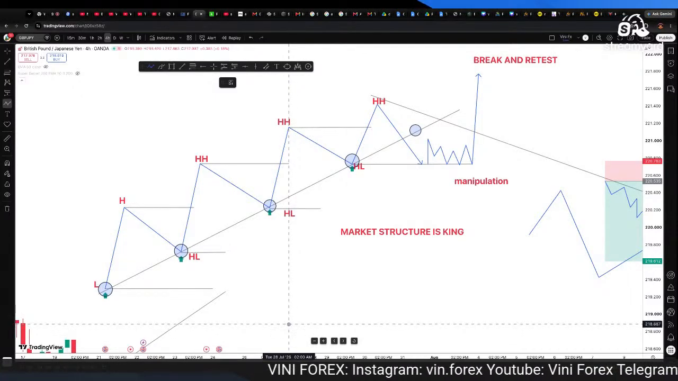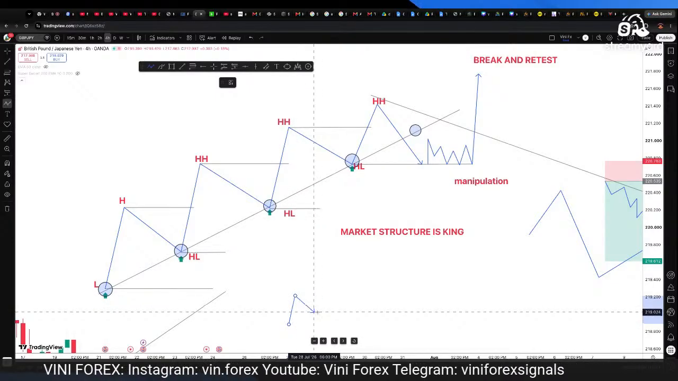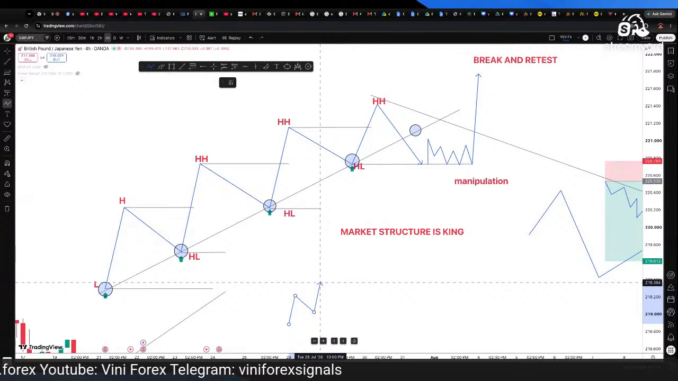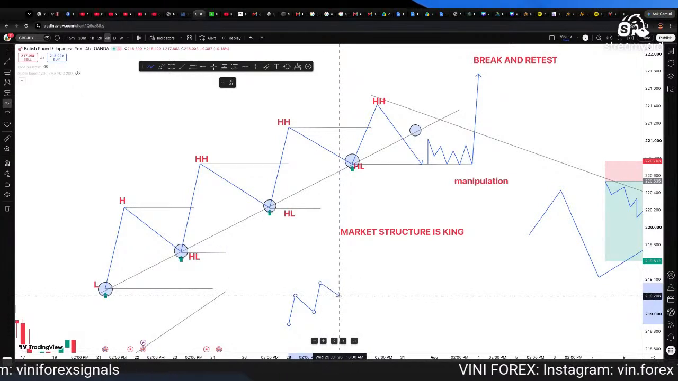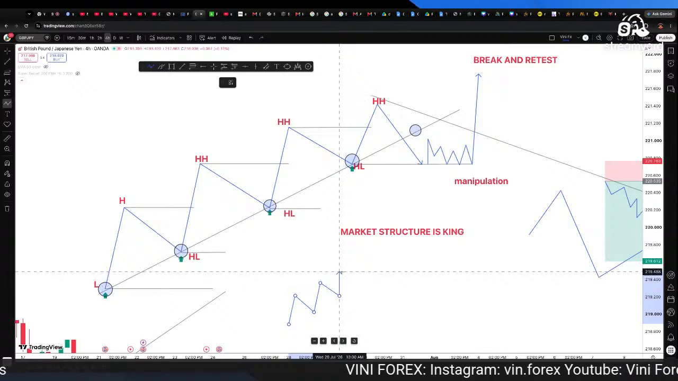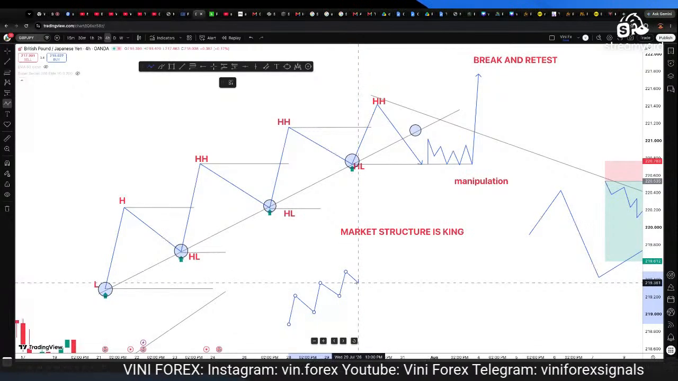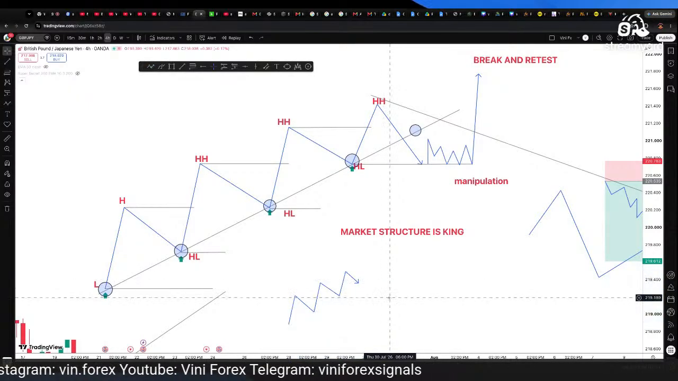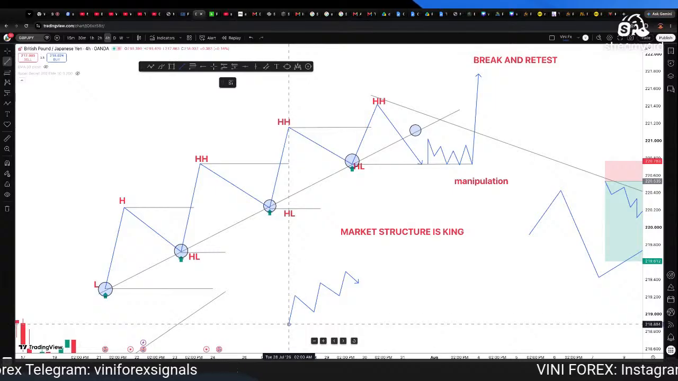This is a low, this is a high. And this is what? A higher low. And this is what? Higher high. And this is what? Higher low. Higher high. And this is what? Higher low. Very good. Now I can decide to place my trend line to follow this trend.